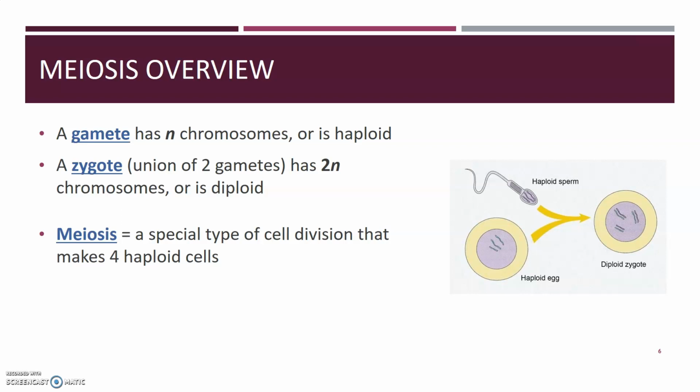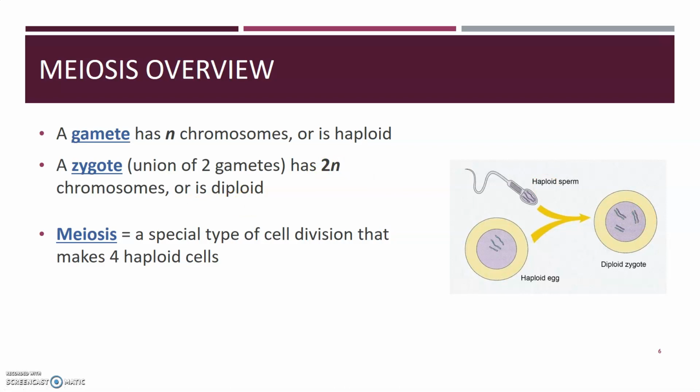The process of meiosis in general is to create haploid gametes, or haploid sex cells. A gamete is basically a sex cell. It has N chromosomes, or 1N, basically one copy of each chromosome, or is haploid. And a haploid sperm cell and a haploid egg cell can come together during fertilization to create a zygote, or basically a union of two haploid gametes. And that zygote has two copies of each chromosome, or is 2N, or is diploid.